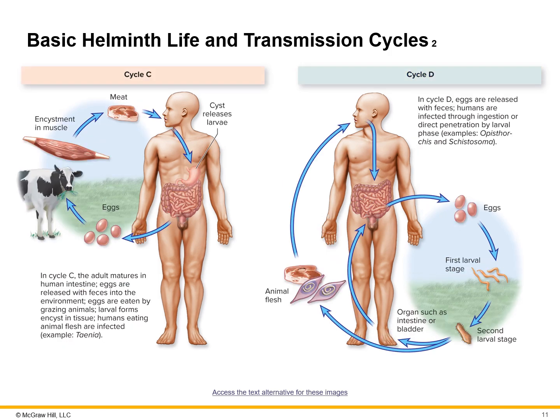In cycle C, we have kind of an intermediate, two-step process. So it's similar. We still have eggs here that are released in the feces. But what's going to happen here is they're going to be ingested or taken in by another organism, like a cow or another animal that humans eat, and then they're going to become part of their muscles.